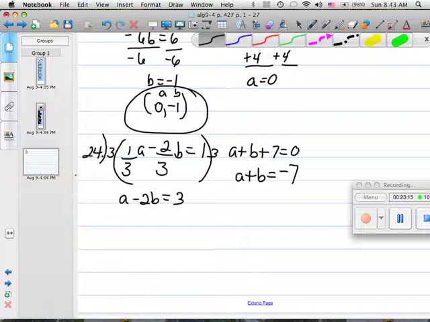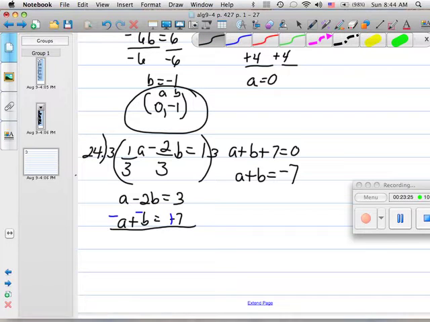So I could use subtraction. A plus B equals -7. So subtract, change the signs, and I get -3B equals 10. Divide by -3, and B equals -10/3.